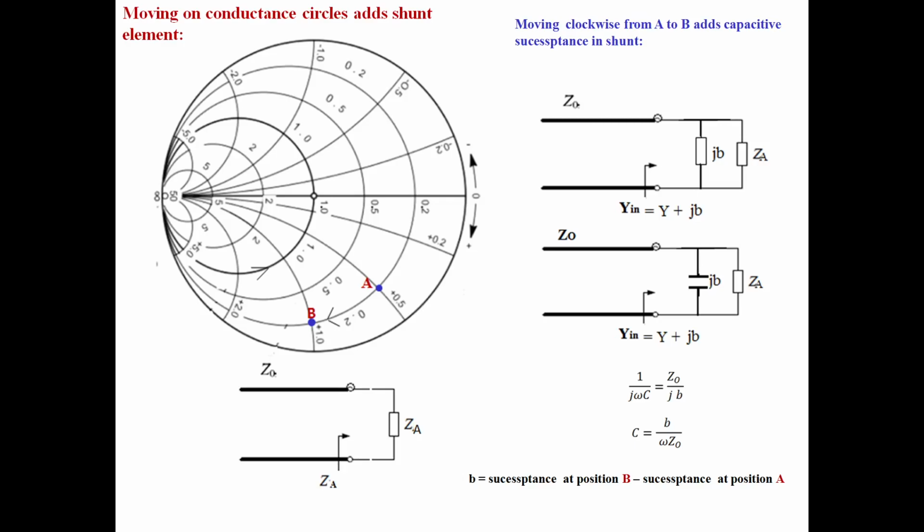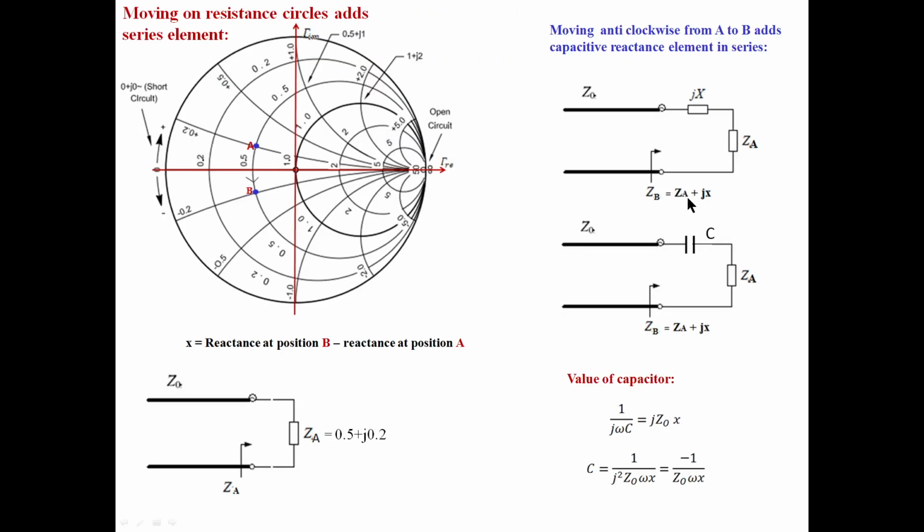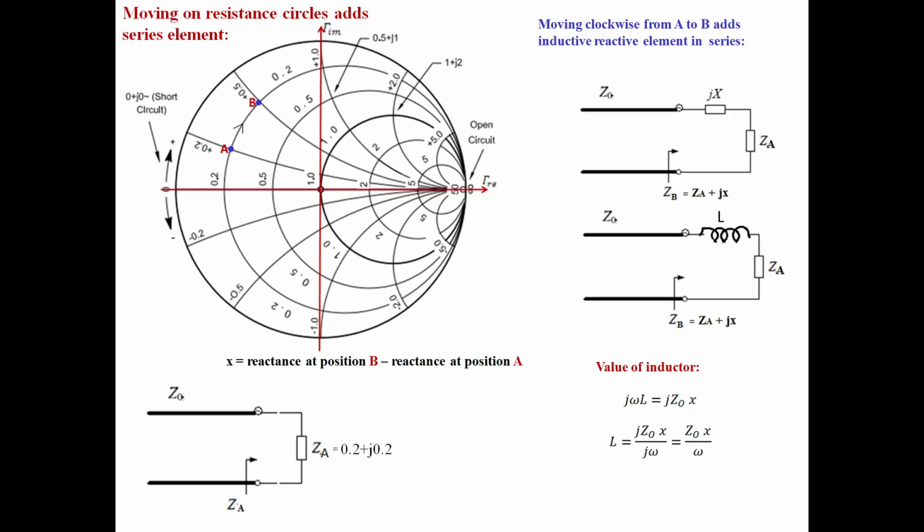Okay, in the earlier class, we were discussing this. If you want to add an element next to the load, lumped element, or it can be implemented using stubs. So next to the load, we can add elements to get an impedance matching. That is called L matching.